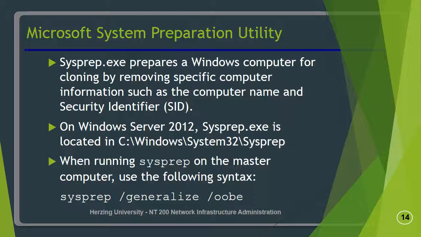Sysprep does this by removing all the specific computer information such as the computer name and security identifier, SID. Now on Windows Server 2012, we can find Sysprep in C:\Windows\System32\Sysprep. When running Sysprep on the master computer, we can use the following syntax: sysprep /generalize /oobe. Here, OOBE is out of box experience.